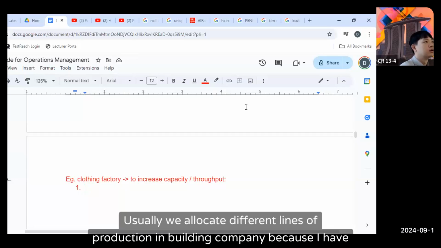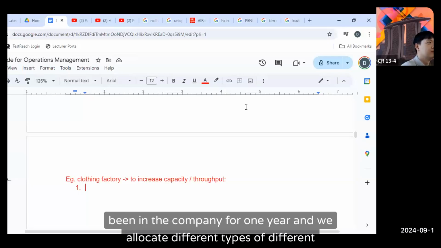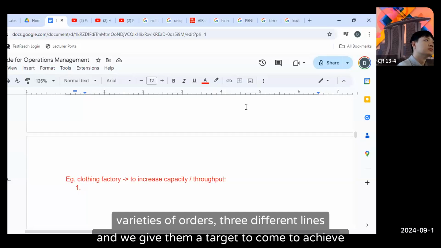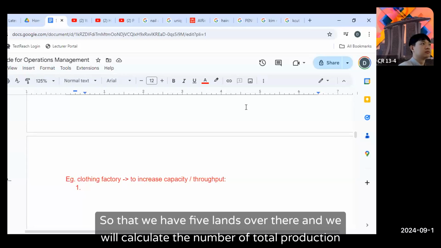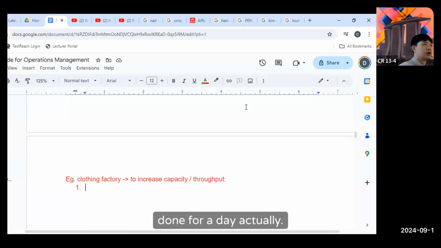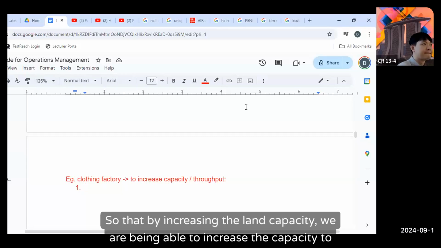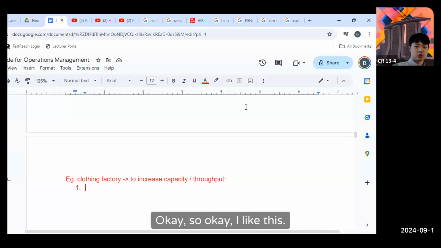Usually, we allocate different lines of production in the clothing company, because I've been in the company for 1 year. And we allocate different varieties of orders to different lines actually. And we give them a target to achieve. Suppose in 2 shifts of work, they must complete 500 finished products in 1 line. So that we have 5 lines over there, and we will calculate the number of total production done for a day actually. So that by increasing the line capacity, we are able to increase the capacity to fulfill the overall demand of the particular product.